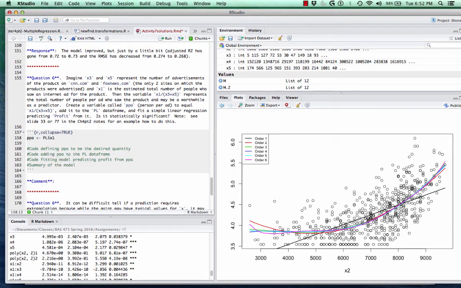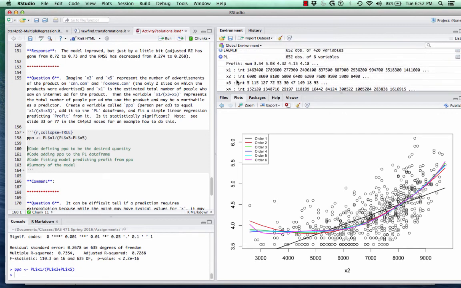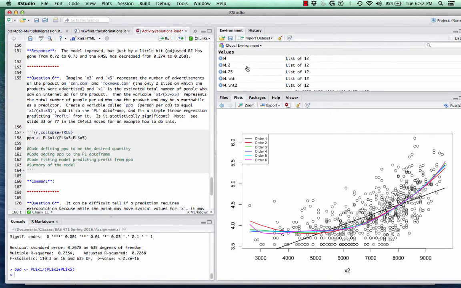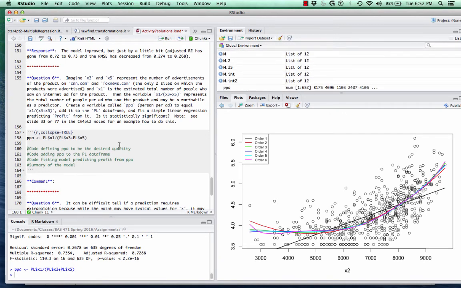So PL$x1 divided by PL$x3 plus PL$x5. We'll run that. And what we'll see is that the value PPA is now in the environment. And now we're going to go ahead and add that to the PL data frame. We can do that just by saying the name of the data frame and the $ sign, and then the name that we want to give the column.